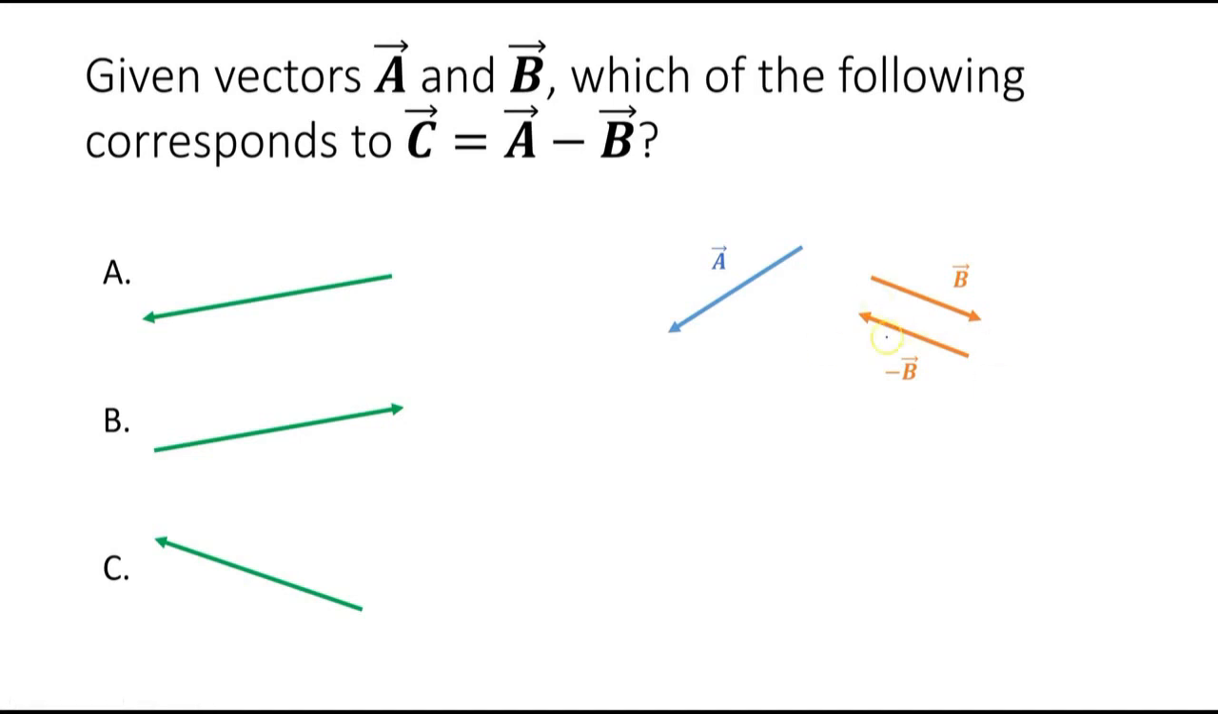So now I have minus B, and then if we want to graphically add A to minus B, what we do is we just take the vector A and we place the tail of minus B at the tip of A, and then our vector C is going to connect the tail of A to the tip of minus B. Okay, and so I get this green arrow here, which looks a lot like answer choice A to me, and so I would go ahead and pick answer A.